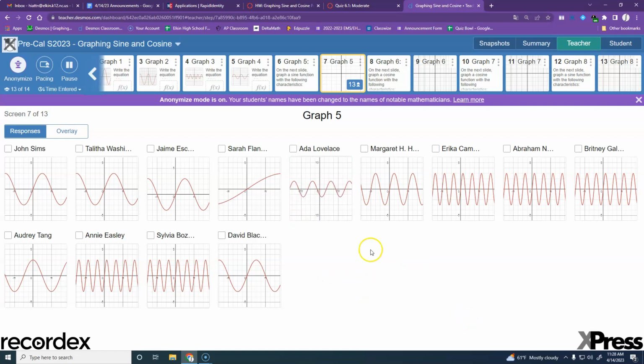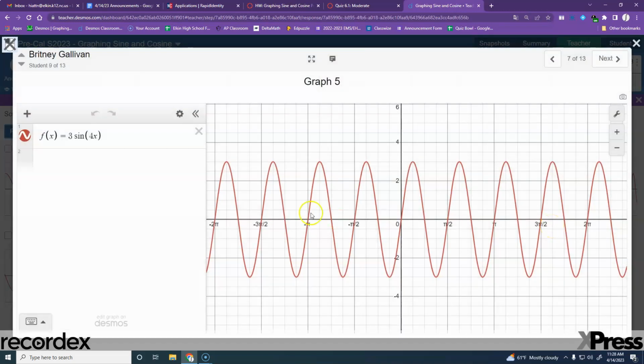Let's see. I think these three over here all look the same. Let's see how they're doing. Okay, so an amplitude of 3, we've got that. That's the easier part of this, right? And they put a 4x, and let's see if that got them the period that we want here. You go up, down, and then back up at pi over 2. This is the correct period.